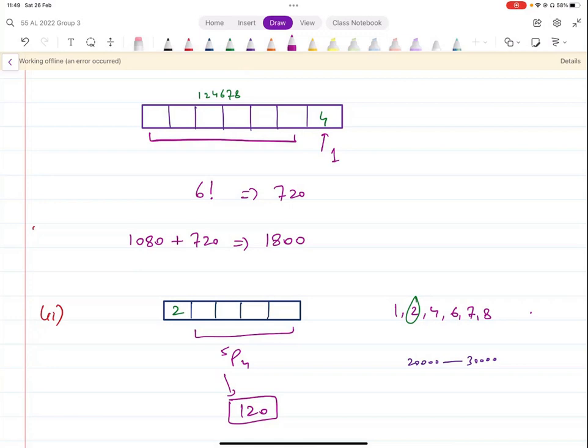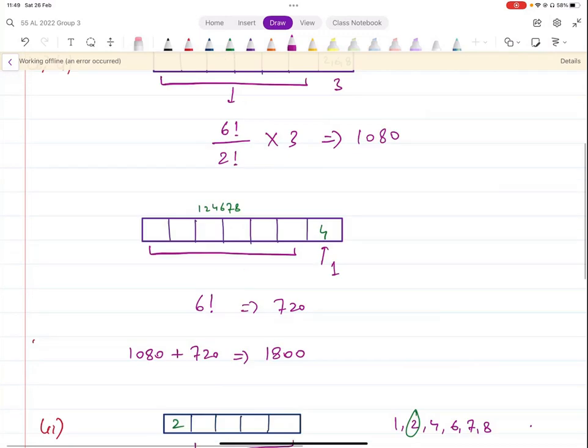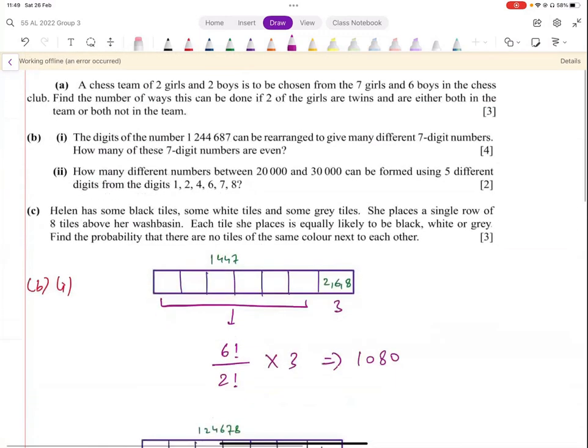20,000 to 30,000 numbers. Any issues with this? Okay. Let's look at the last part.